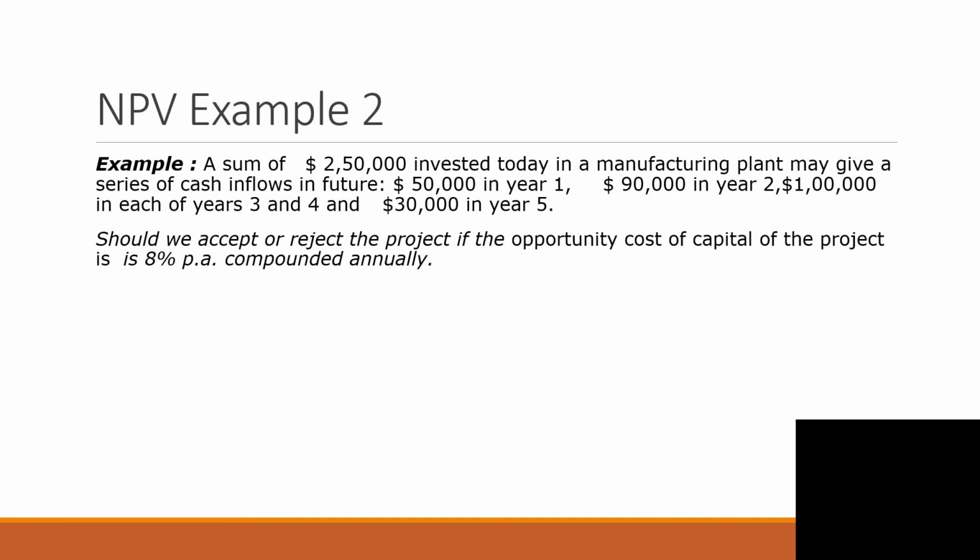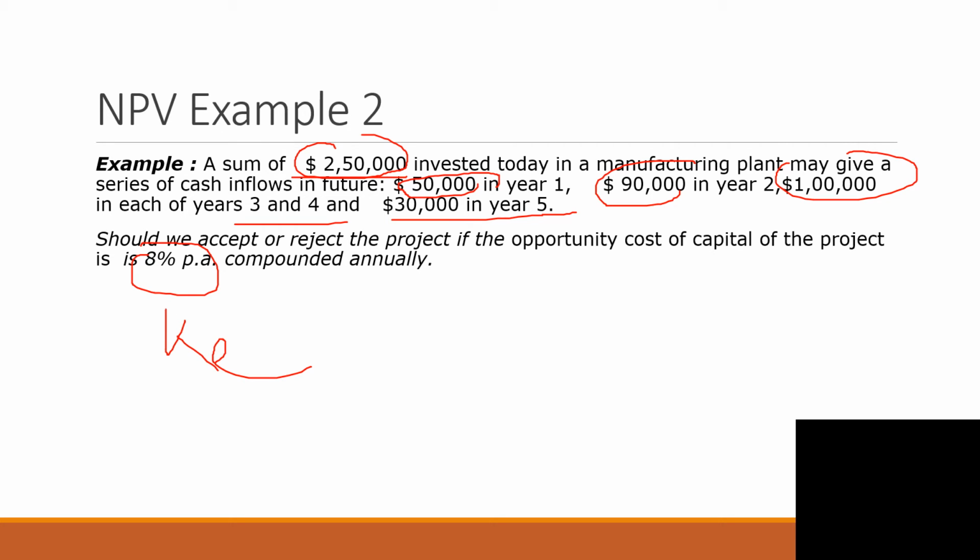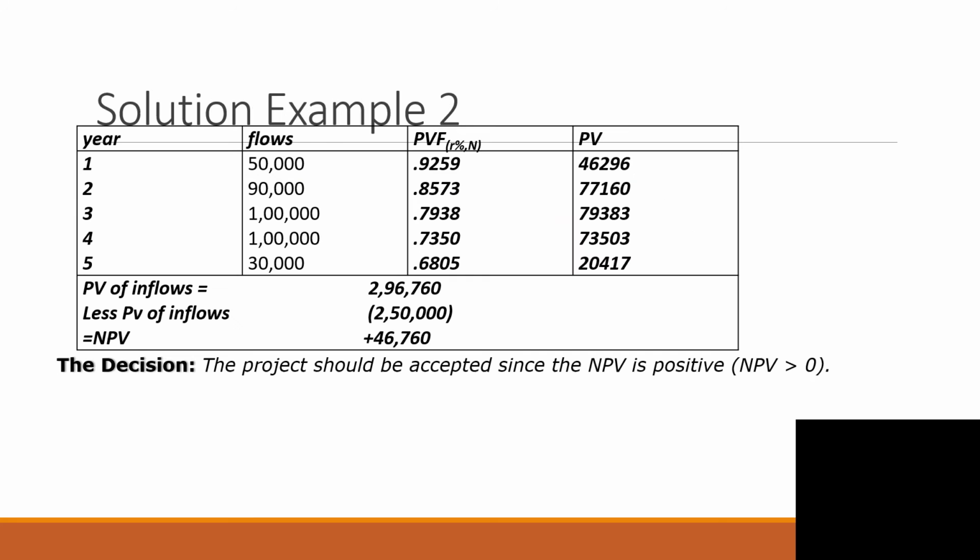Example 2: you have to invest $250,000. You get $50,000 in year 1, 90,000 in year 2, 100,000 in year 3 and 4 each, and 30,000 in year 5. The opportunity cost of capital, known as KE or R, the rate of return, is 8%. So let's find out the NPV.